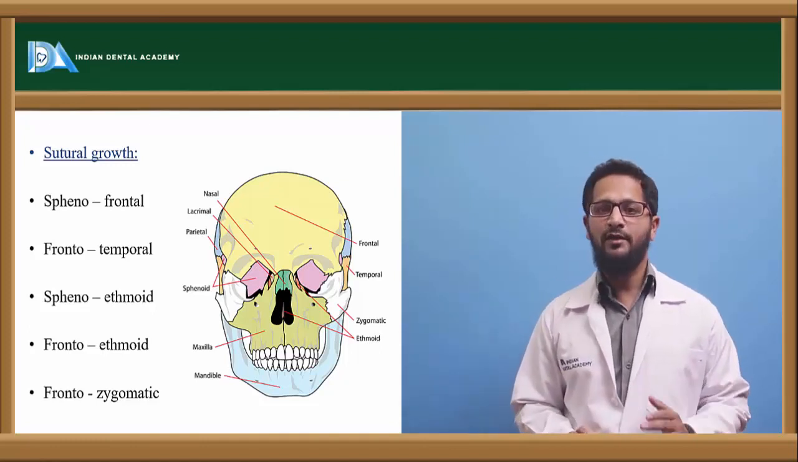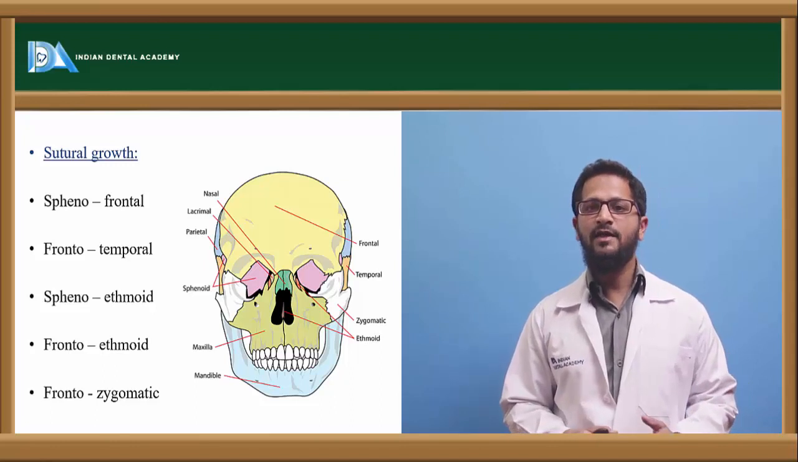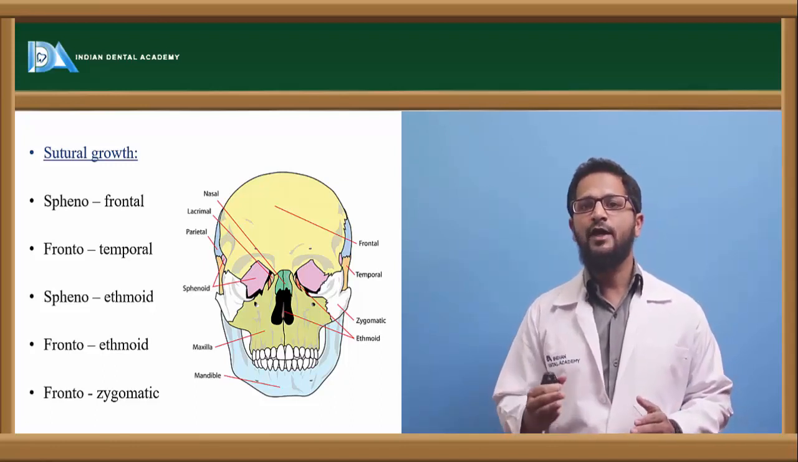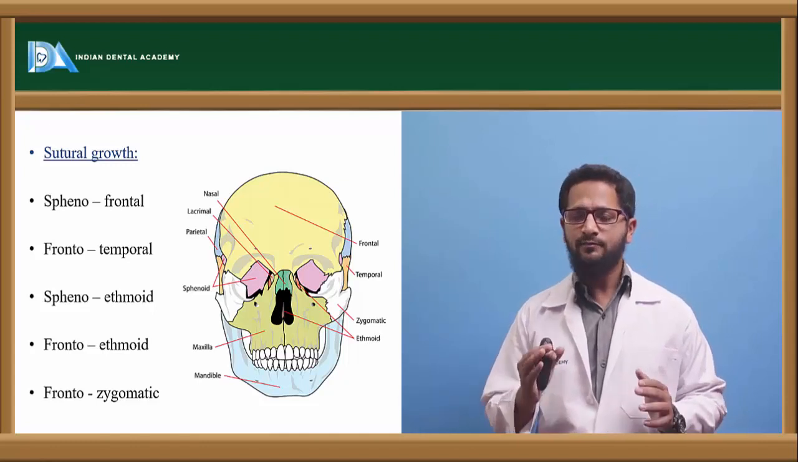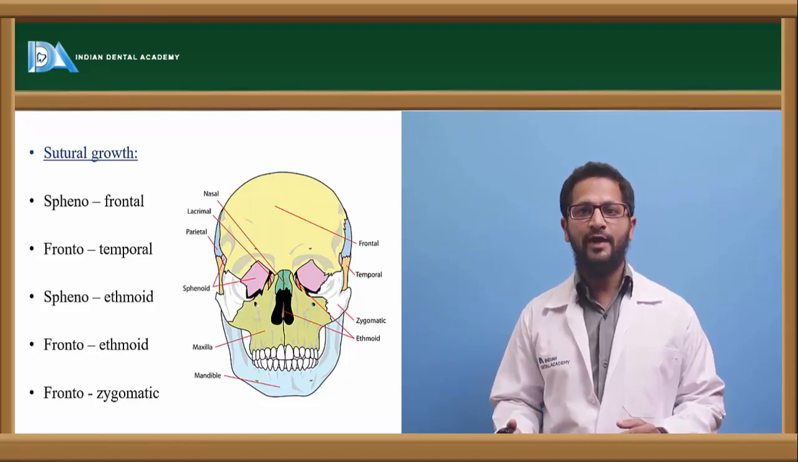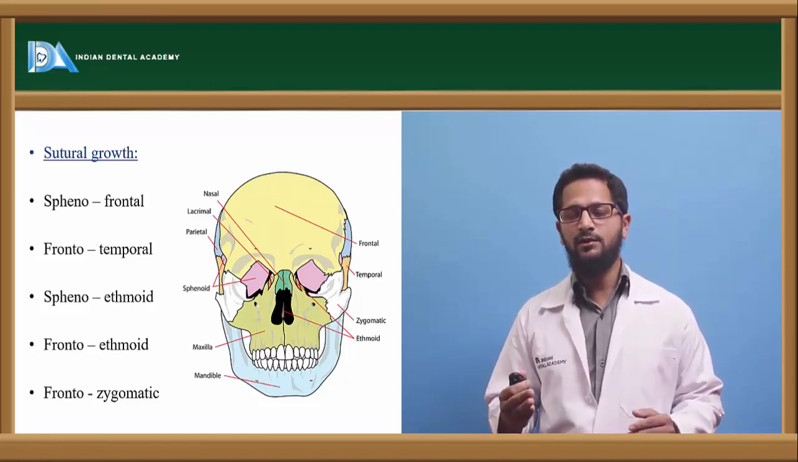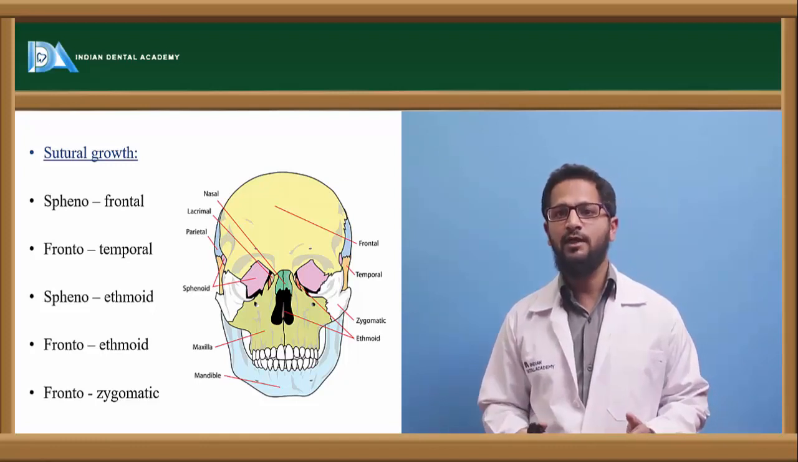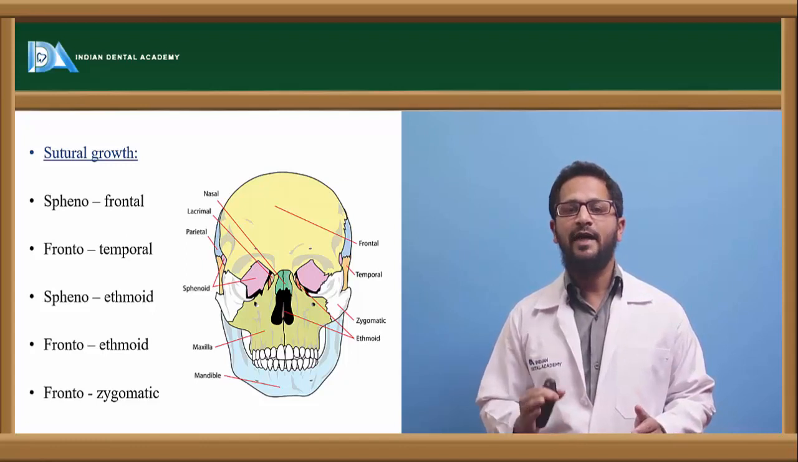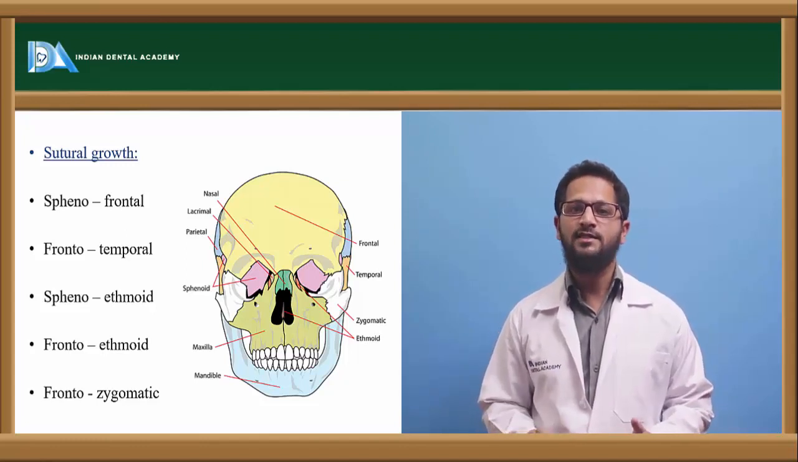Another important thing I want to mention here is that by the time of birth, nearly 45 to 55% of the adult size of the cranial base is achieved. And by about 4 to 5 years, or maximum 7 years of age, nearly 95% of the maximum growth of the cranial base takes place, and by maximum 10 to 12 years of age, the remaining 98% of the adult cranial base size is achieved.